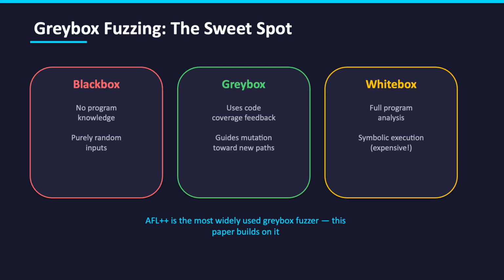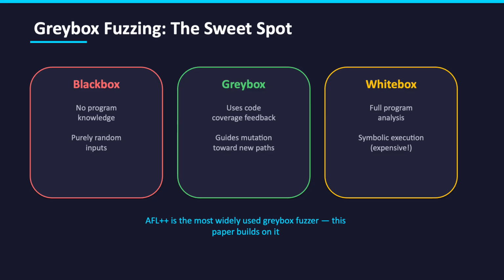Now, not all fuzzers are created equal. There's a spectrum. On one end, you have black box fuzzing. You know nothing about the program's internals. You just generate random inputs and hope for the best. It's fast, but it's dumb. On the other end, you have white box fuzzing, which uses heavy program analysis like symbolic execution. It's very precise. It can reason about exactly which inputs will trigger which code paths. But it's computationally expensive and doesn't scale well to large programs.